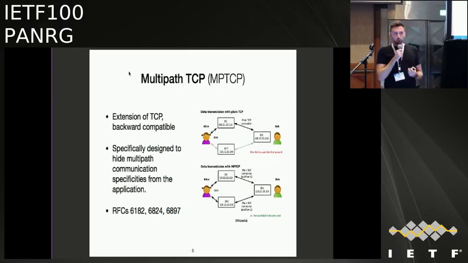So when I say I work on multipath communication, I hear, oh, multipath TCP. And yes, this is part of the story. Multipath TCP is great because it hides all the multipath communication specificities from the application. So it means that any existing application can use multipath TCP almost out of the box. But it also means that multipath TCP is fairly restricted in what it can do to best fulfill each application's objective.